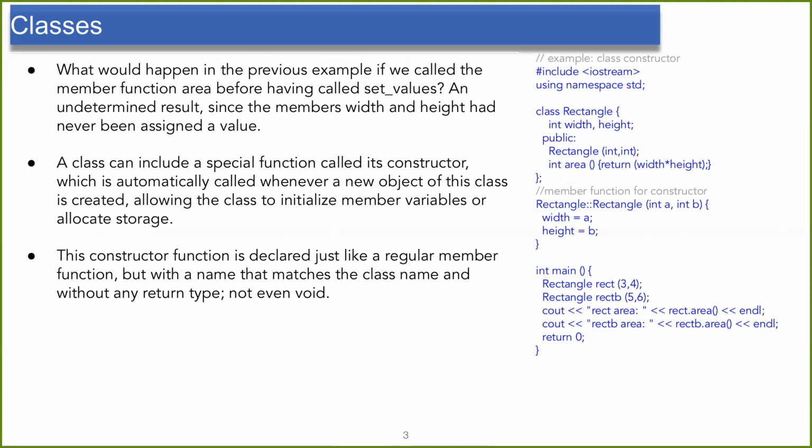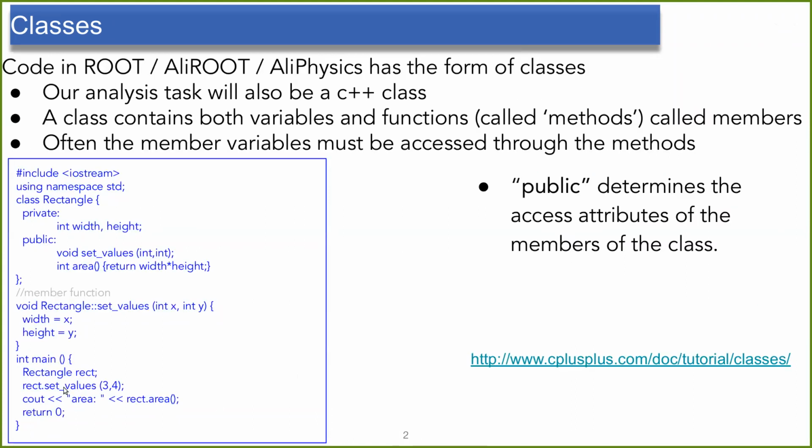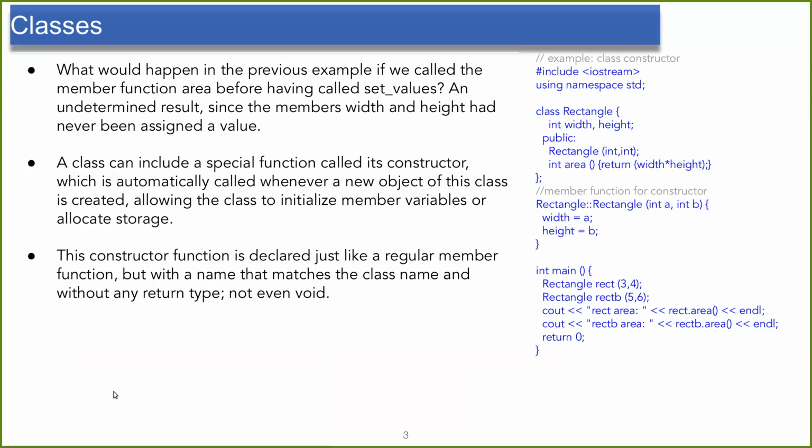Now in a class we have another function that is called the constructor. This constructor is very useful in order to initialize the member values. For example, in this macro, if we call rect dot area before calling rect dot set values, it will give some arbitrary values because we did not initialize our values. So in order to initialize these values, we use a function called the constructor. So what is the constructor?